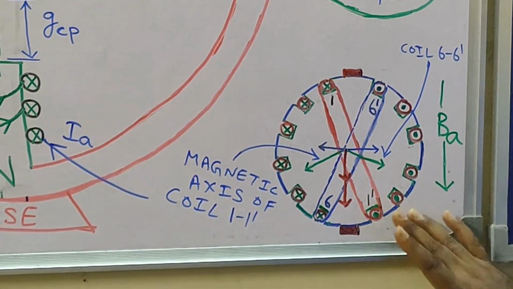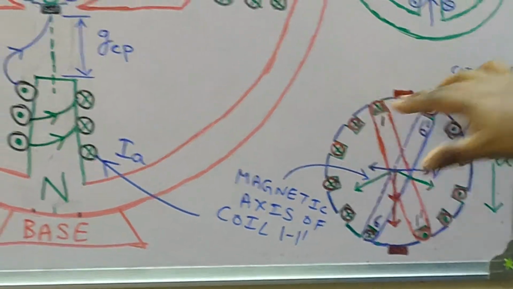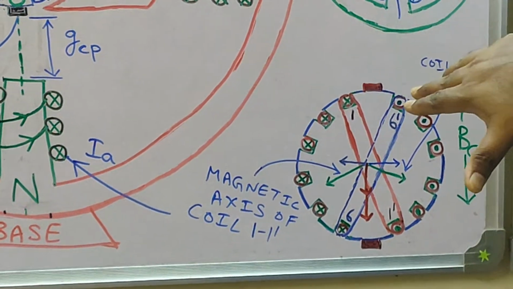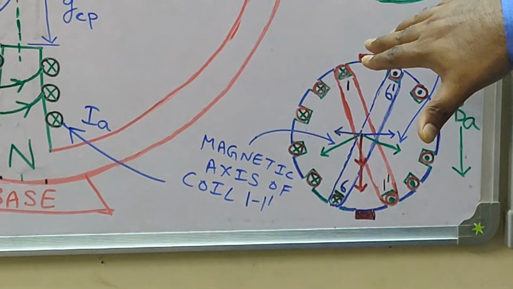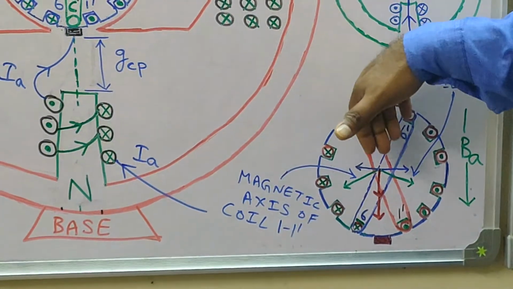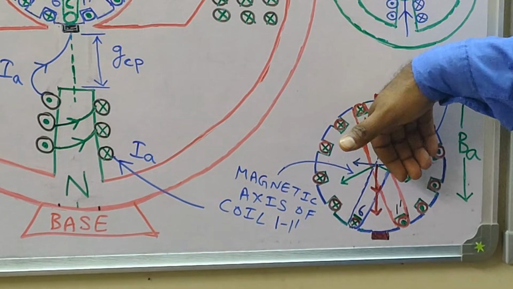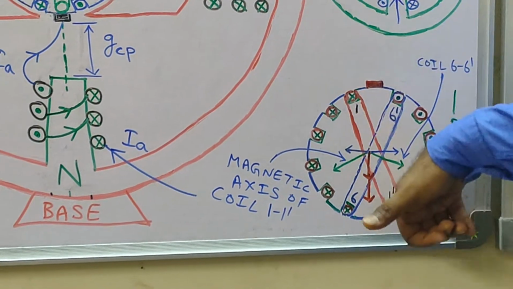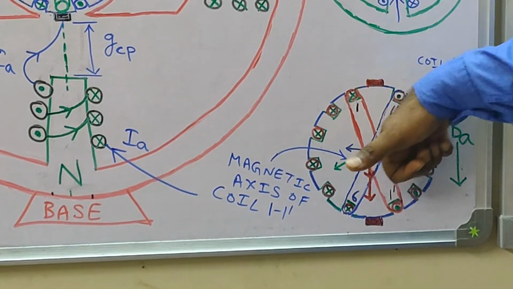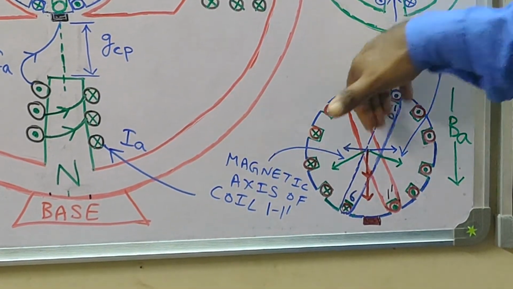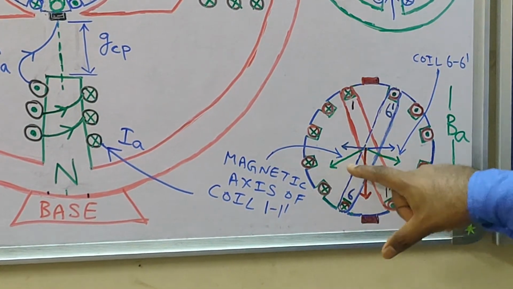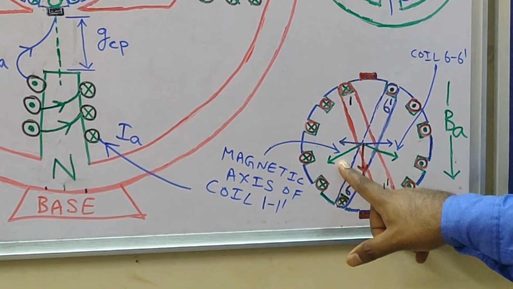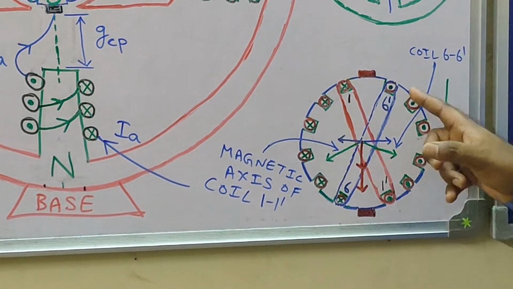Dot means it is leaving the board, cross means entering the board. So my right hand four fingers should enter along coil side 1 because it is carrying cross current, and from behind the board these four fingers should leave from coil side 1 dash, which is carrying dot current. In doing so, the thumb gives me the magnetic axis of coil 1 1 dash. The magnetic axis of coil 1 1 dash is indicated by this green color. What about the coil 6 6 dash?